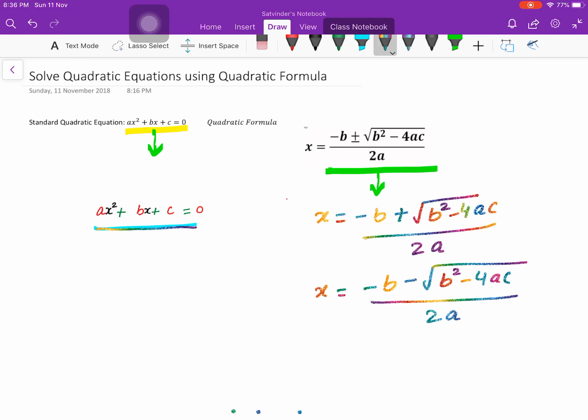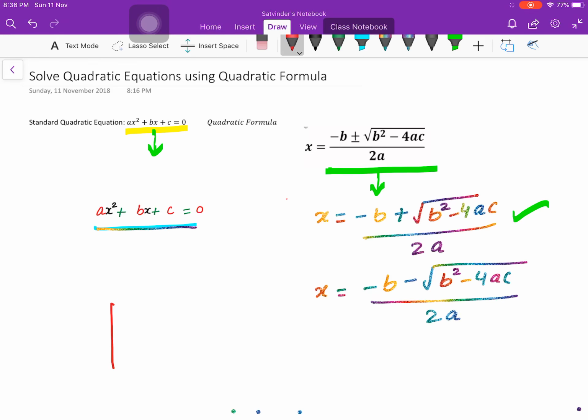Okay, so here is the quadratic formula. x equals negative b plus or minus the square root of b² minus 4ac, over 2a. I have written it in two different formats. When you say plus and minus, it means there are two possible answers: negative b with plus and negative b with minus. So this is the first value and this is the second value you get when you solve a quadratic equation.